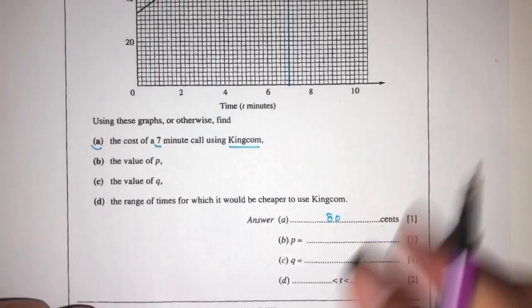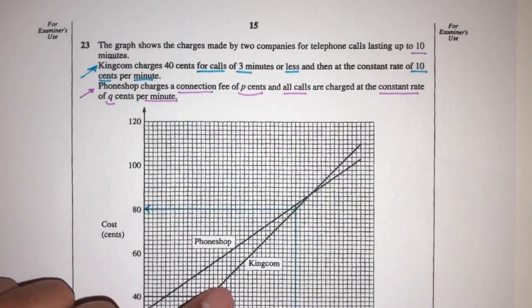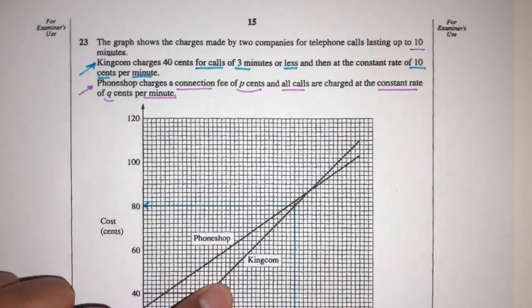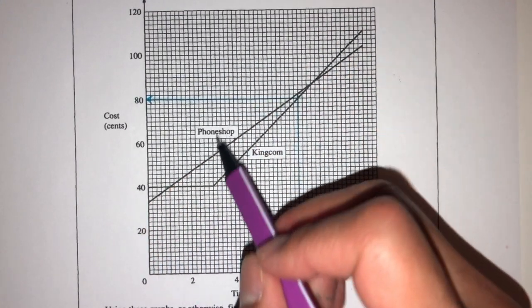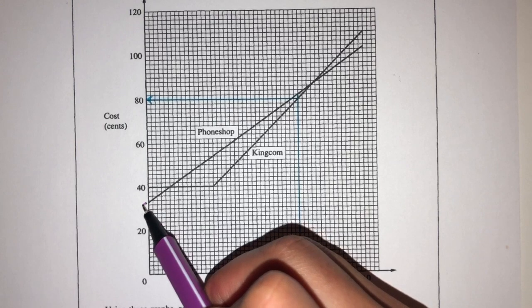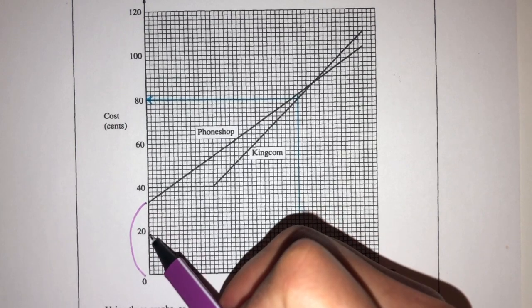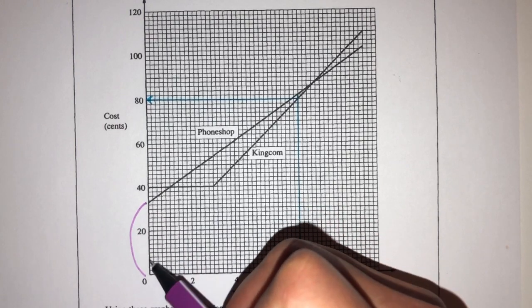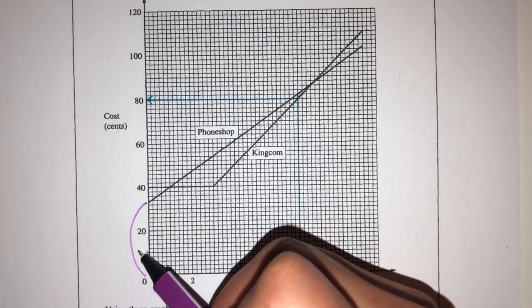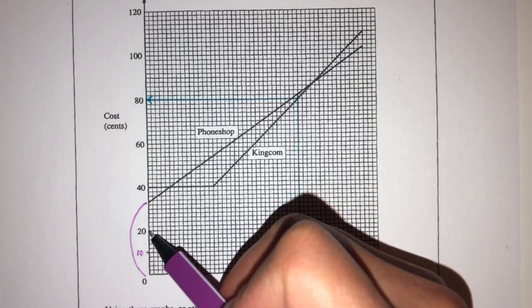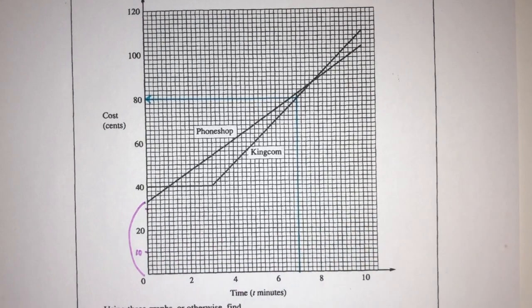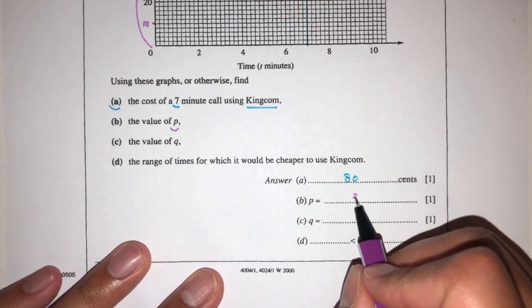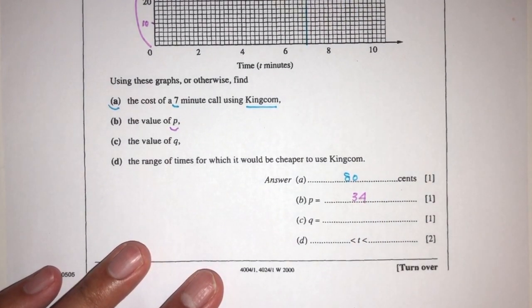Now for part B, find the value of P. What is P? P is the connection fee for PhoneShop. If you look at PhoneShop, PhoneShop is this line. As you can see, it did not start from 0. It has a connection fee of this. This value is 20, so this is 1, 2, 3, 4, 5. That should be 10, and 1, 2, 3, 4, 5, that should be 30, 34. The connection fee will be 34 according to the graph.